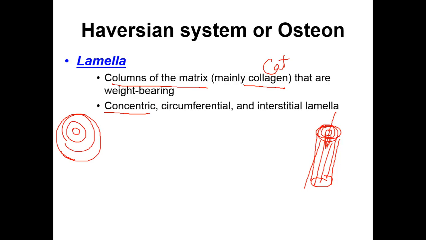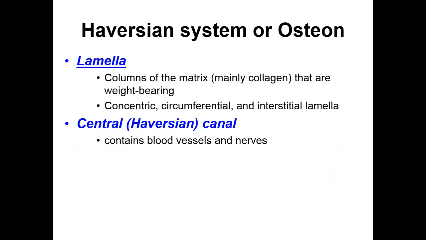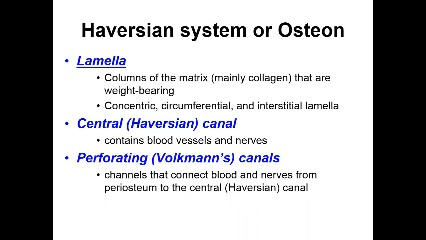And interstitial means we're talking about what's found between the cells. So remember, we use the term interstitial fluid, and that's the fluid found between the cells. So the lamella is the matrix that's in between the cells. So that's by definition what your lamella is. And then you have the central canal, which is the hole in the center of the osteon that contains the blood vessels and nerves, and it's running down the length of the bone.